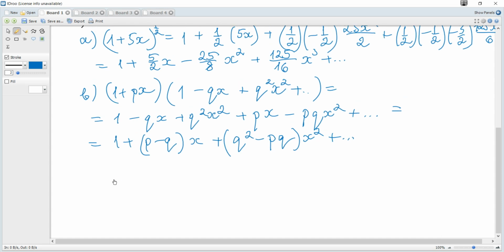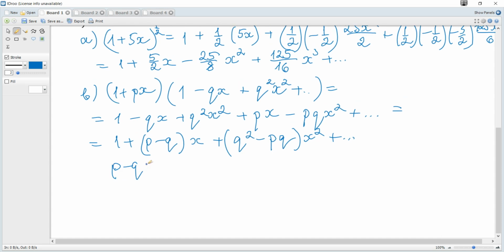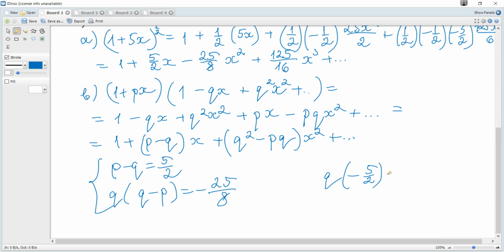So we can conclude that p minus q is 5 over 2, and this, we can factor out q, so q times (q minus p) is negative 25 over 8, and q minus p, it's negative 5 over 2, is negative 25 over 8, and q is 5 over 4 as required.